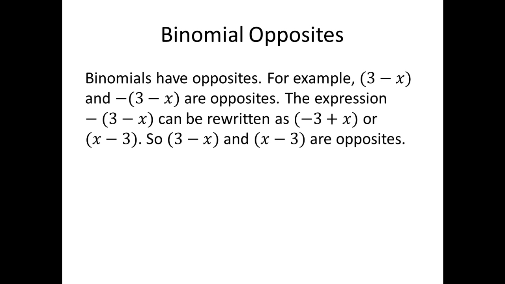Leading into our next example, we need to talk about something called binomial opposites. So just like numbers have opposites, binomials have opposites as well. For example, let's say I have the binomial 3 minus x. Its opposite would be negative 3 minus x.